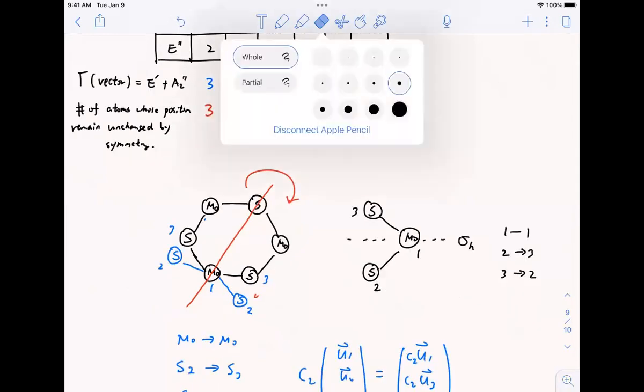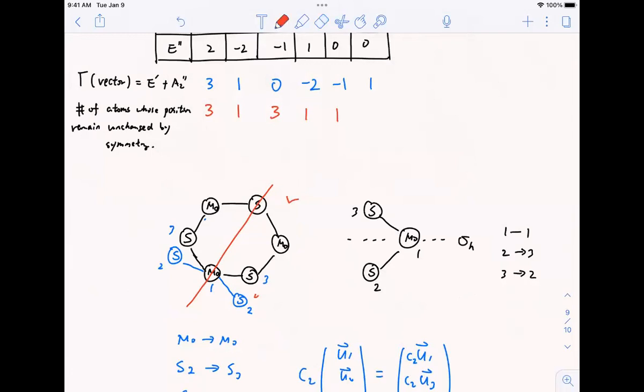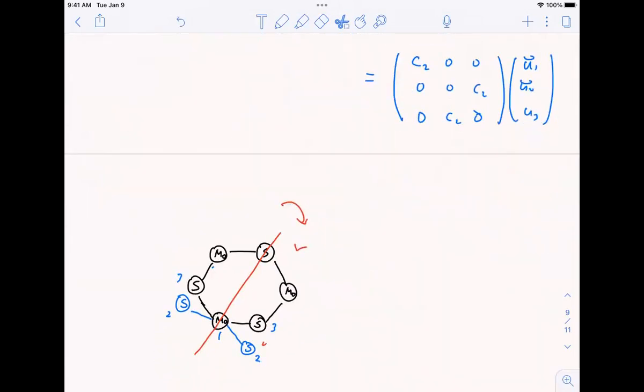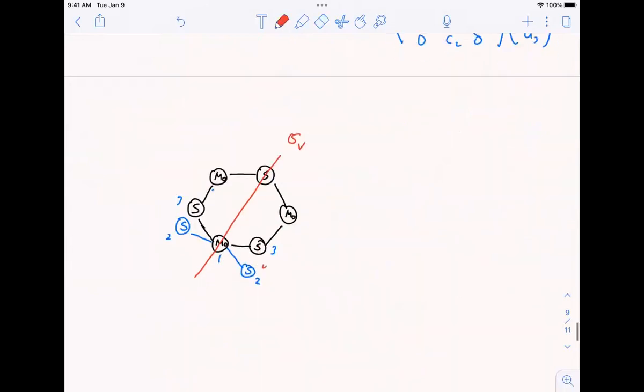Here you do the reflection. Let me copy this. You do the reflection. I mean, there's only one way you can make it work, because if you do the reflection here, the MO is going to become S. It's not a symmetry operation. A symmetry operation means at least MO goes to MO, S goes to S.